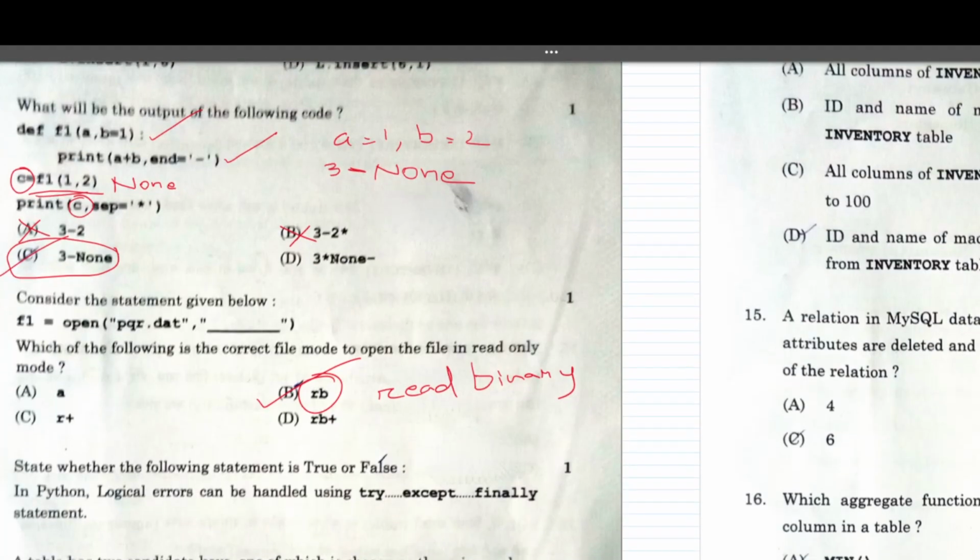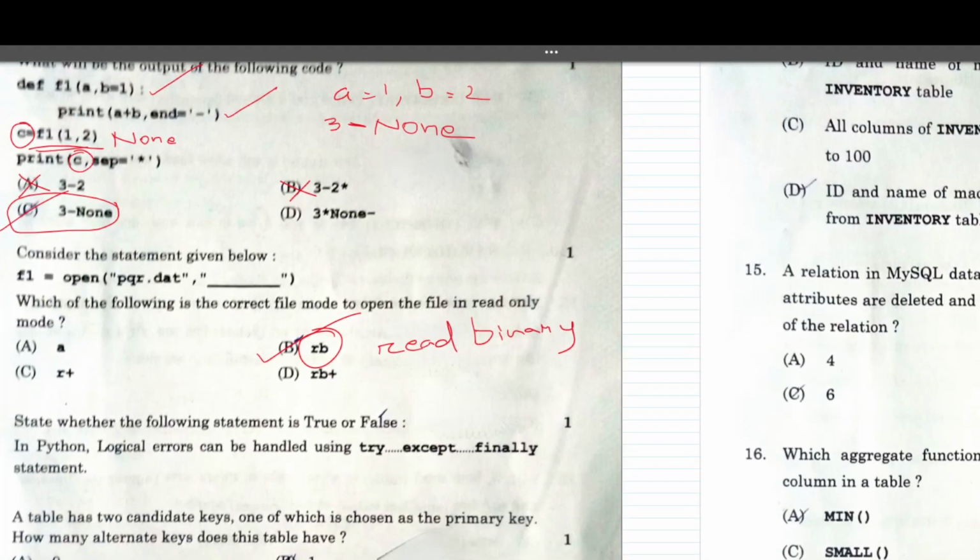Easy question. State whether the following statement is true or false. In Python, logical errors can be handled using try except finally statement. No, that's not possible. Usually this particular try, except and finally, they are used to handle my runtime errors. Runtime errors, remember this one.